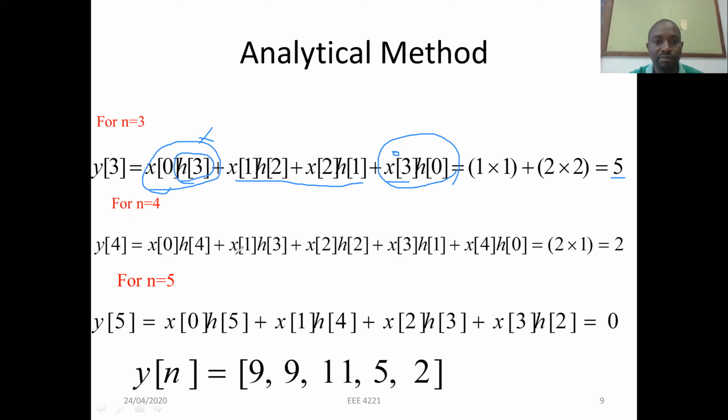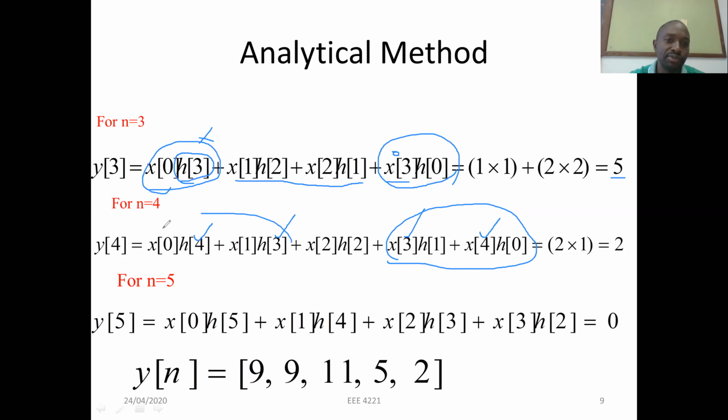Next, you substitute for n equals 4, you're going to have y of 4 equals x of 0, h of 4, plus x of 1, h of 3, plus x of 2, h of 2, plus x of 3 times h of 1, plus x of 4, h of 0. Again here, the last two terms are not valid because we don't have x of 3 in the x of n sequence. We also don't have x of 4. And then you also notice that we don't have h of 3. The highest value for the h of n sequence is h of 2. We also don't have h of 4.